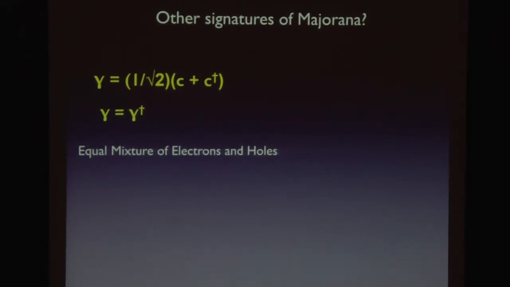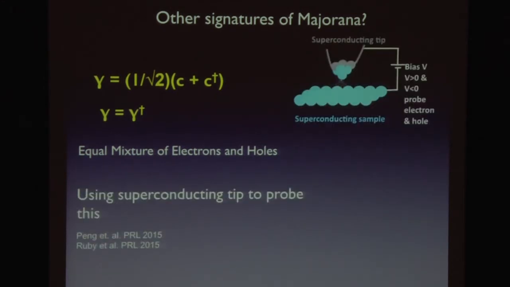So one important signature that's actually been predicted theoretically: we keep talking about these electron-hole mixtures being equal. In our experiment, it just shows up as a zero energy peak. So how can you tell it's both half electron and half hole, just because it happens to be at zero? It turns out that there is an experiment that was proposed, and I think one of the co-authors of this paper is a postdoc here, Falco, in which you use a superconducting tip to probe this superconducting sample, which has the chain on top of it.